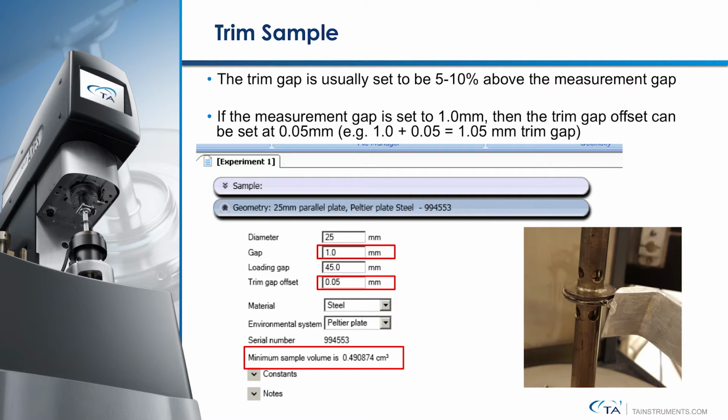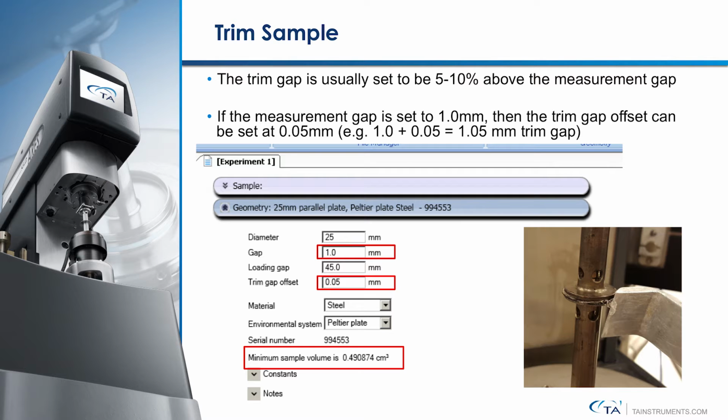The trim gap offset is usually set to be 5 to 10% above the measurement gap. That means if the measurement gap is set to be 1 mm, then the trim gap offset should be 0.05 mm. Trim the excess sample at the gap of 1.05 mm. Then close the FCO oven. Equilibrate the sample to 30 degrees C. Go to the final measurement gap at 1 mm.